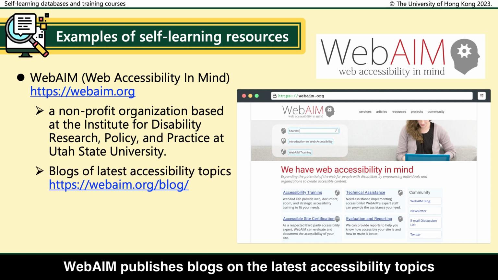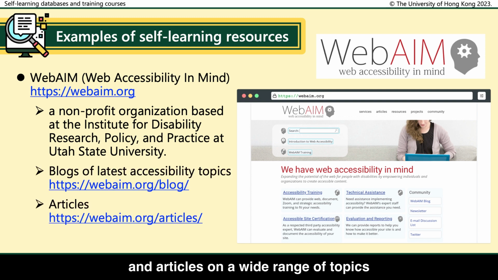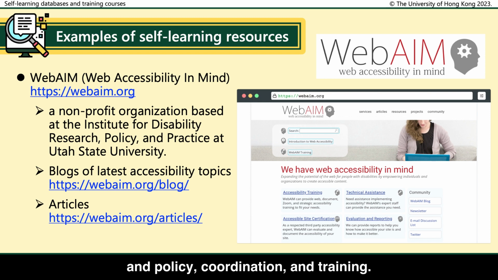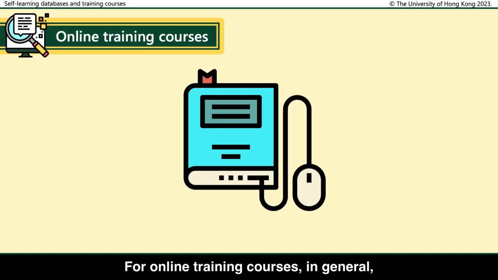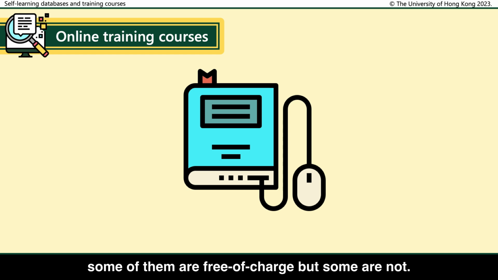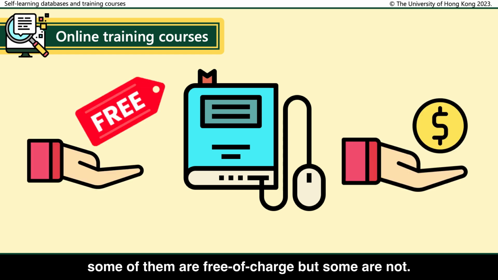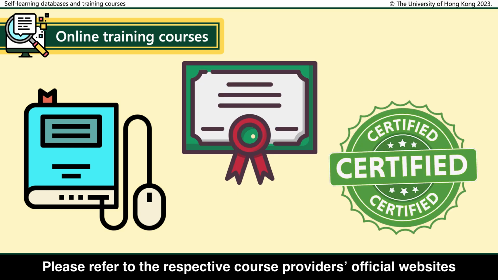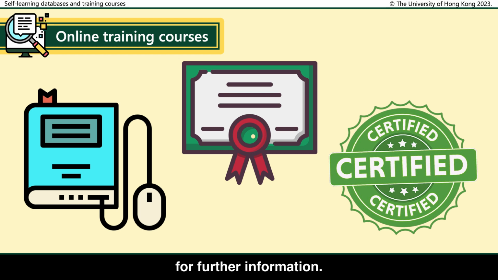WebAIM publishes blogs on the latest accessibility topics and articles on a wide range of topics, such as the user's perspective, HTML, ARIA, and CSS accessibility, document and media accessibility, evaluation, testing and tools, standards and laws, and policy, coordination and training. For online training courses, in general, some of them are free of charge, but some are not. Some of them offer a certificate of completion or a digital badge. Please refer to the respective course providers' official websites for further information.